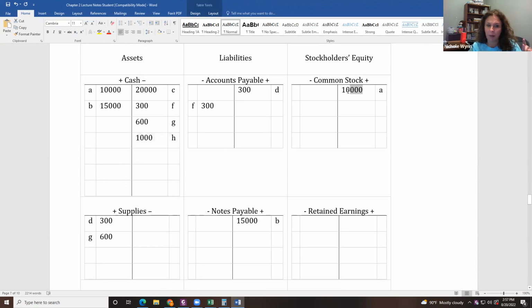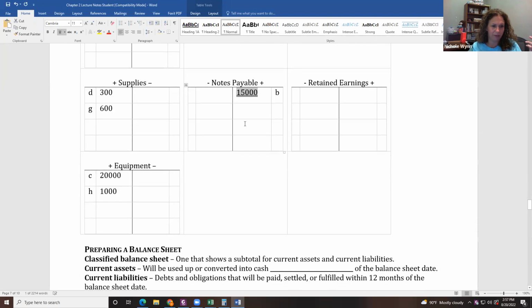Now I don't have to do it for common stock because look at common stock. It just has one transaction in there. So I can draw a line across and then rewrite the number, but I can also just double underline it because the answer on common stock is going to be 10,000. The answer on notes payable is going to be 15,000. But equipment has two numbers, so I'm going to draw a line all the way across. Usually the easiest way to do that is a border. And so I'm going to draw a border across, and then the balance in equipment is 21,000.